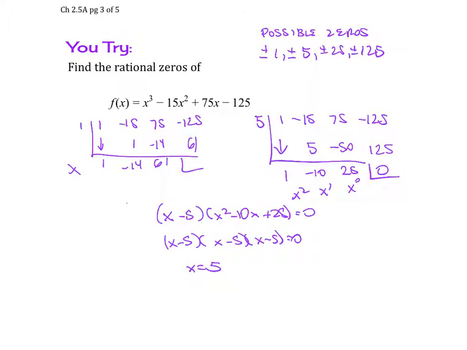So if you tried it out, I tried 1 first, and that didn't work. So I tried positive 5, and that did work. So you know to stop when you know that this is factorable. If you can factor it at that point, then you can stop. So I wrote x squared minus 10x plus 25, and that factored to x minus 5 times x minus 5. So this is an odd multiplicity, right? And so that would pass through. And so we just have one root at 5.